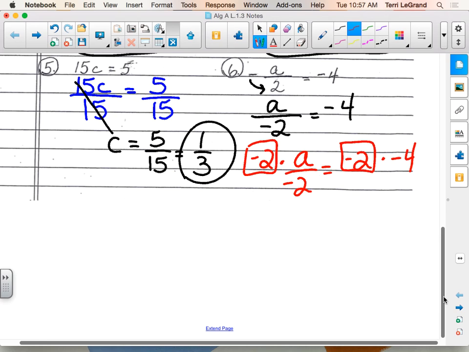And those negative 2's cancel out on that side. And we ask ourselves, what's a negative times a negative? Positive. 2 times 4? 8. So it's a positive 8. A equals 8.